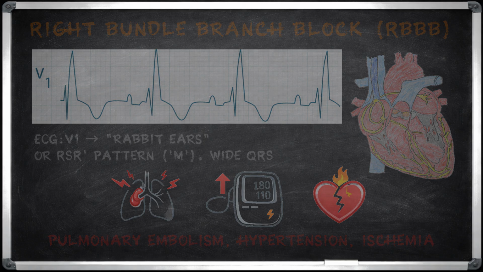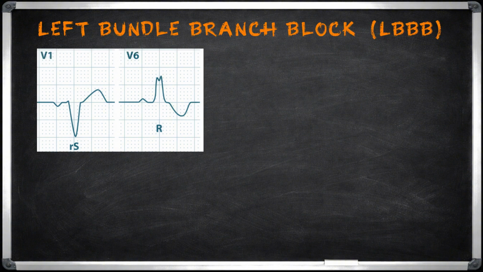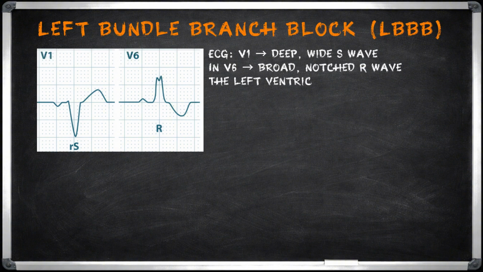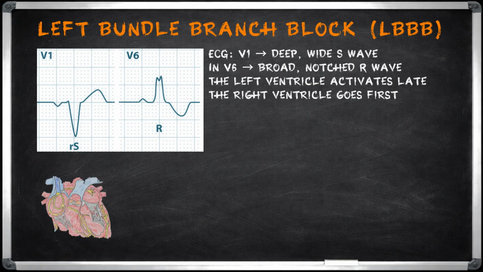Next is a left bundle branch block. ECG signature totally different. In V1 you see a deep, wide S wave, looking like a big valley. In V6 you see a broad, notched R wave, like the letter M turned sideways. It means the left ventricle activates late. The right ventricle goes first.